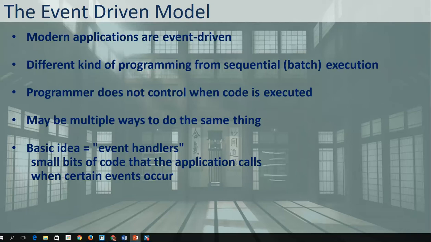It's different from the imperative program, which we sometimes refer to as sequential or batch execution, in that the programmer doesn't control when the code is executed. The programmer defines code to be run when something happens, but we don't specify when it's executed in a lot of cases. So there are multiple entry points from the program into the same pieces of code. The basic idea behind the event-driven model is what we call event handlers. These are things that handle events when they occur.